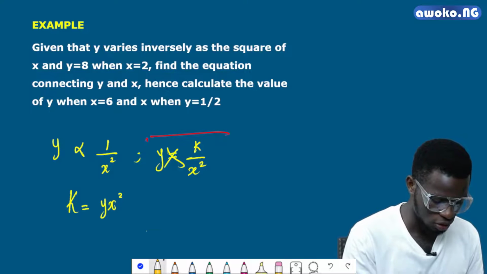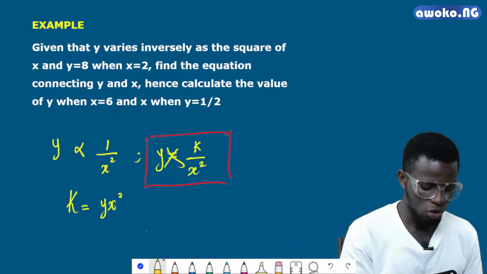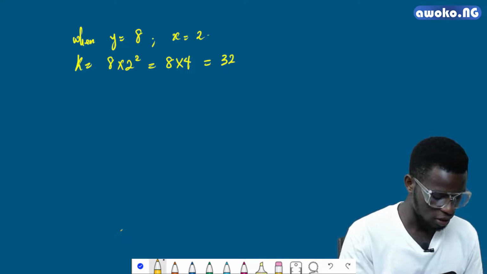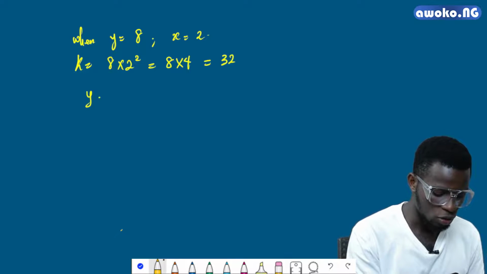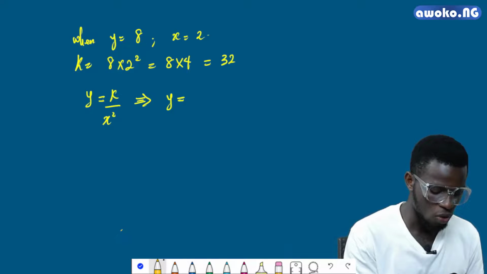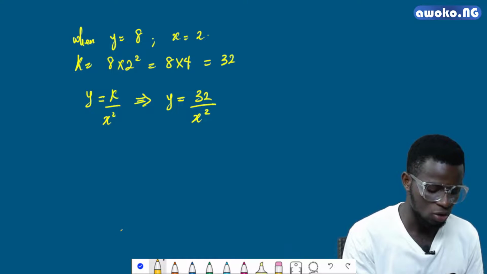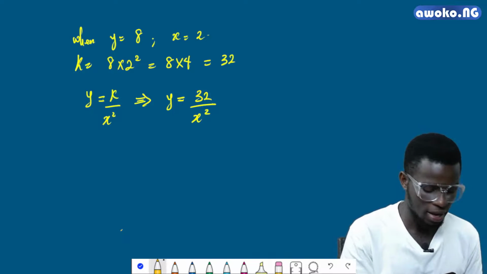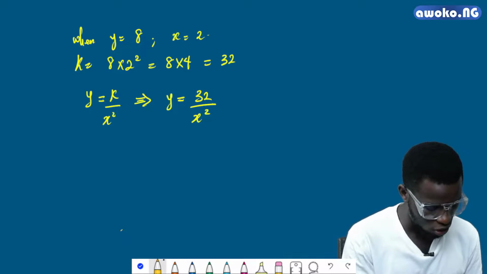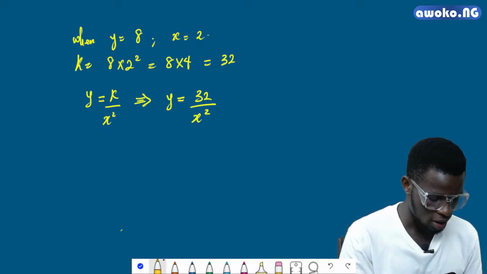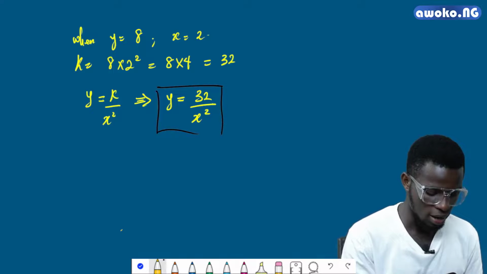Let me show you the equation. We are going to substitute the value of K into Y equals K over X squared. If we do that, we have Y equals 32 over X squared. All right, this is the relationship that connects X and Y together. From the question, we were told that we should find the equation connecting X and Y, and of course, we have done that. This is the equation connecting X and Y.